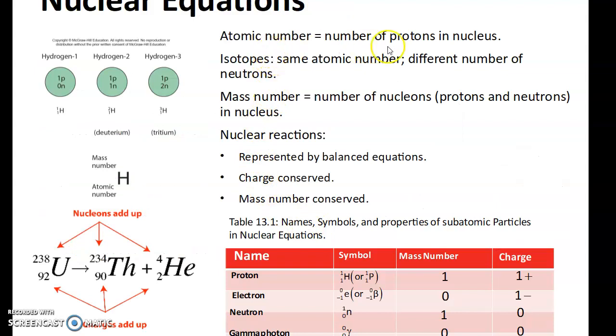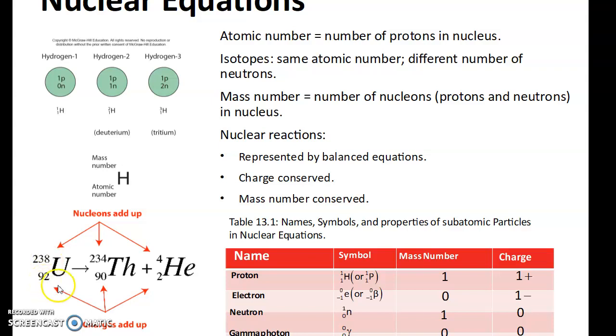So the atomic number equals the number of protons in the nucleus. Isotopes have the same atomic number but a different number of neutrons, right? And the mass number is the number of nucleons, protons plus neutrons, in the nucleus. This is just a review of what we learned a few chapters ago. So when uranium undergoes a nuclear reaction, it goes to thorium and helium. This is your alpha particle right here. The number of neutrons plus protons is 238. The number of protons is 92.